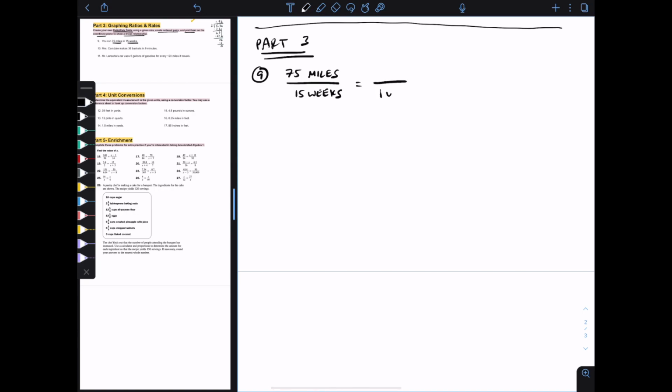So for 1 week, and I'll abbreviate that as WK, we'll divide both top and bottom by 15. And I know 75 divided by 15 is equal to 5. So this is 5 miles per week, right? So it's maybe not as bad as you might have thought it was.